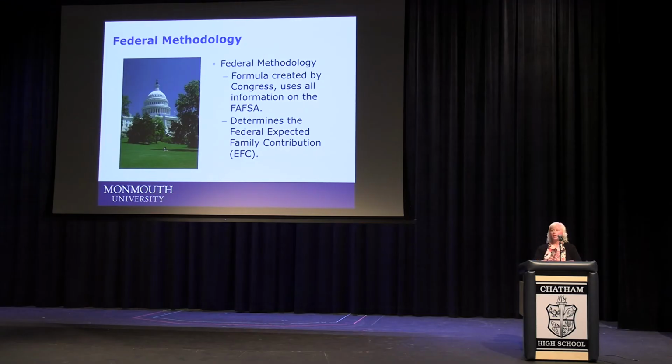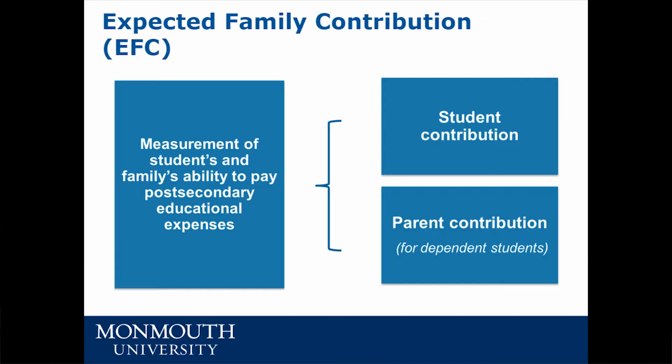So again, all the data you put on the FAFSA gets run through this federally mandated formula. The output is a number that we call your expected family contribution. The expected family contribution is the measurement of the students and the family's ability to pay for post-secondary educational expenses.